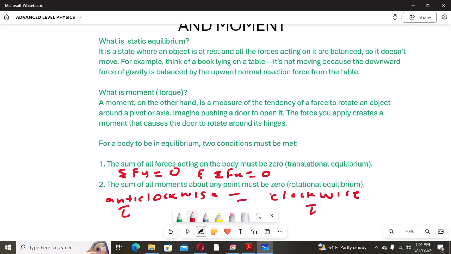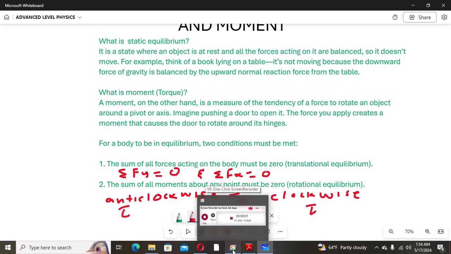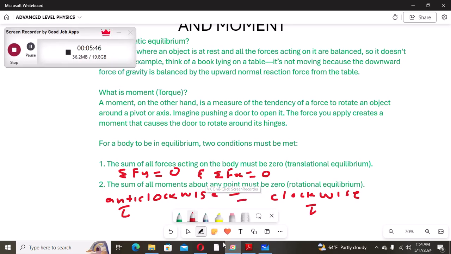These are the two conditions that are required for a body to be in static equilibrium. So in the next video, we are going to look at our first example on static equilibrium and moments. Please, you have to watch the next video on this topic.